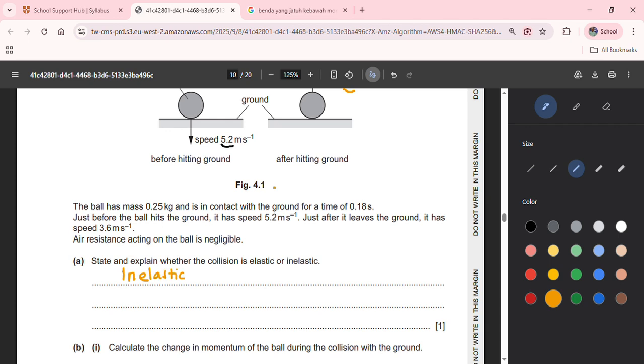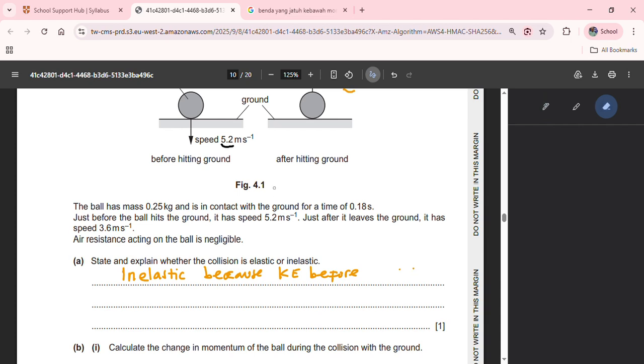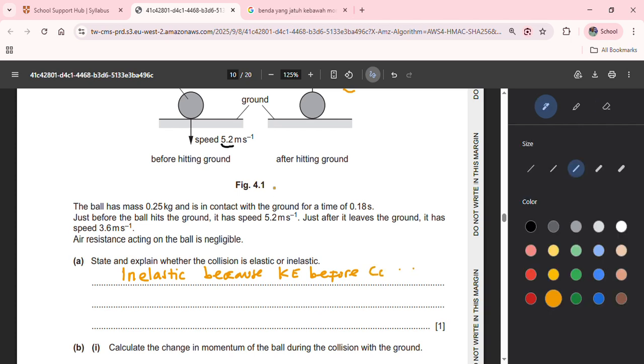Inelastic because the kinetic energy before the collision is not equal to the kinetic energy after the collision.